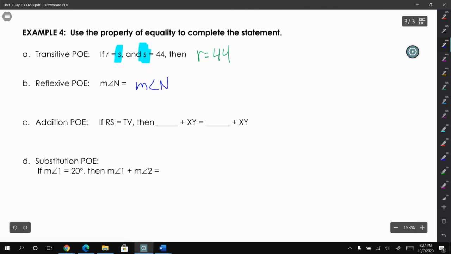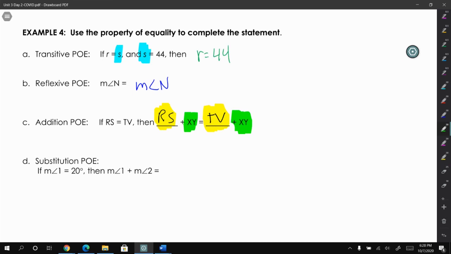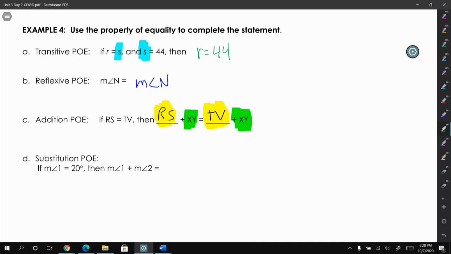The addition POE. So if RS is equal to TV, then that means if I have RS plus XY, that's the same thing as TV plus XY. Because these two things are equal, and I'm adding the same thing to both sides. So that is the addition property of equality.